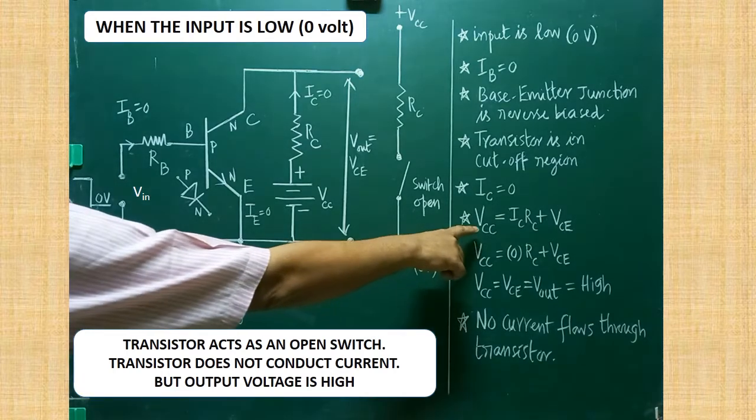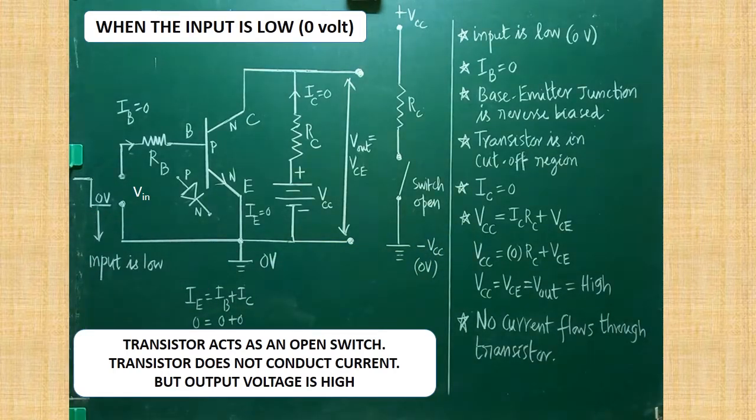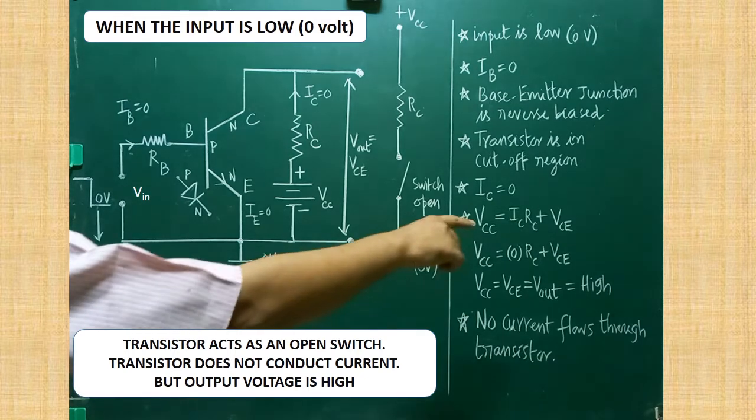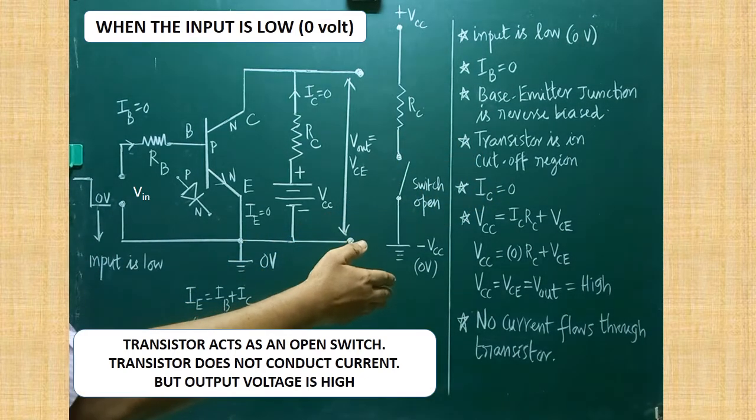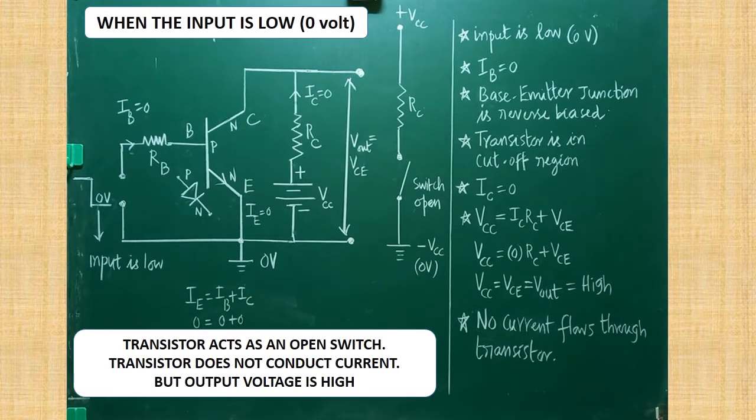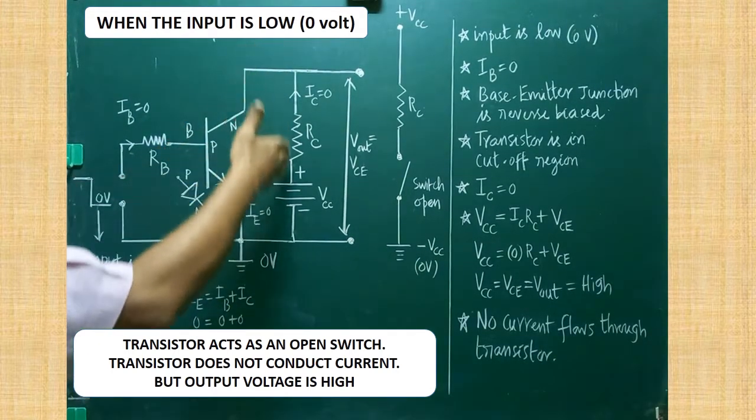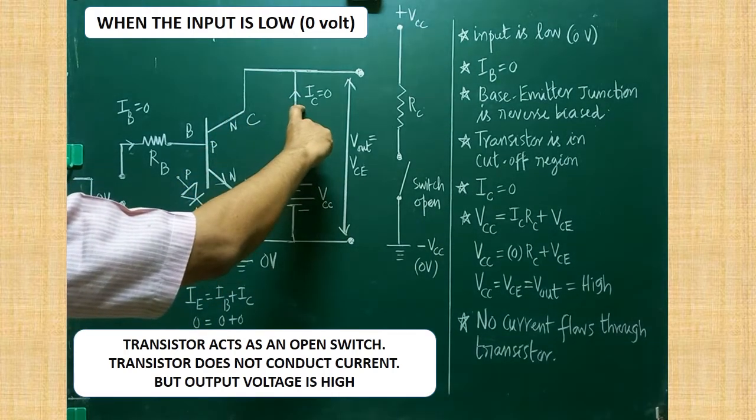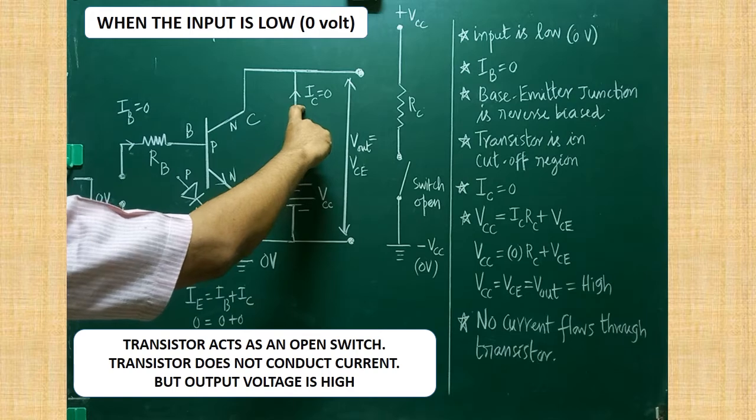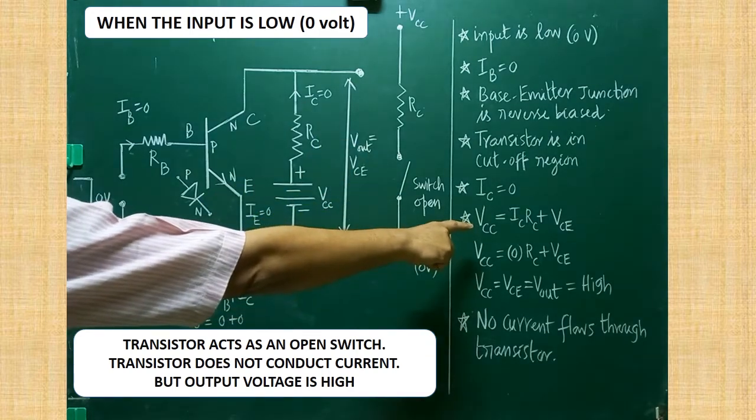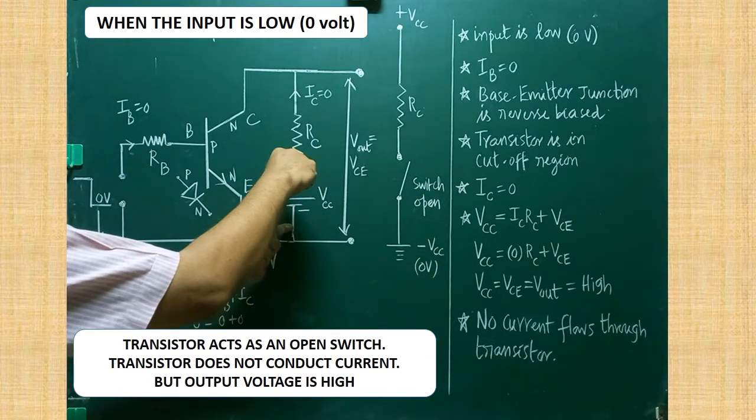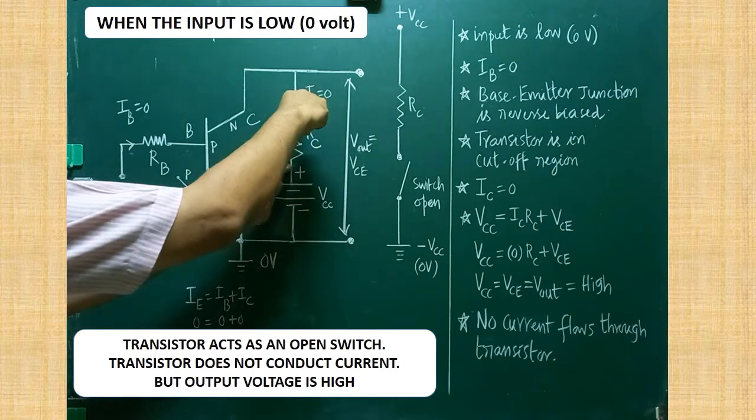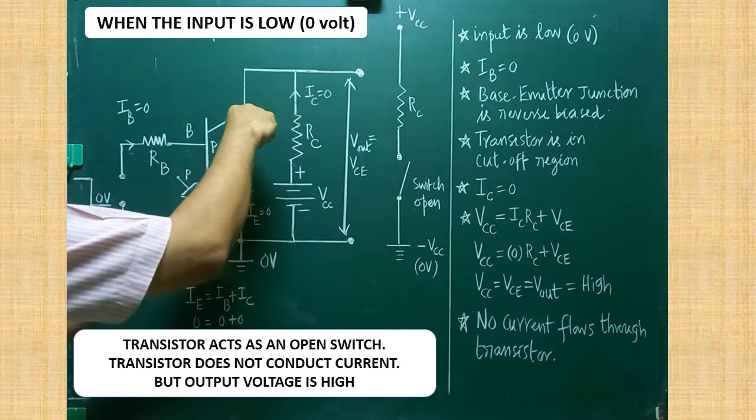I have written one formula also. VCC is equal to IC RC plus VCE. Already we have learned the same formula. Here the collector current is 0. Through RC collector current is not flowing. There won't be any potential drop across RC. Are you clear? So look at the formula: VCC is a sum of IC into RC plus VCE. That is the formula. Are you clear?